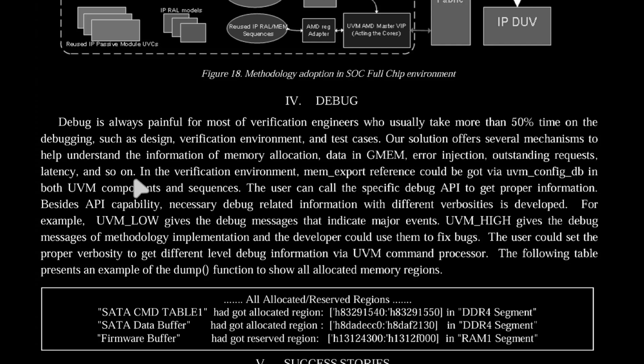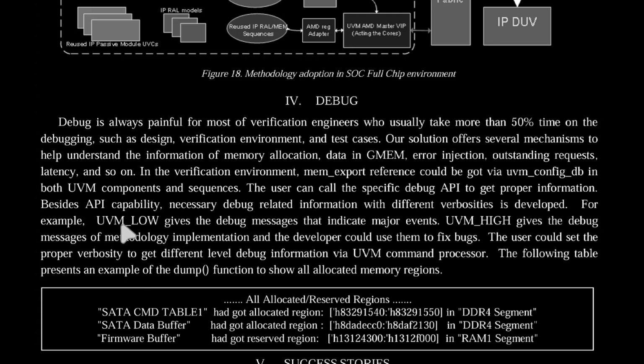In the verification environment, the MEM export reference can be obtained via uvm_config_db in both UVM components and sequences. The user can call specific debug APIs to get the proper information. Besides the API capabilities, necessary debug-related information with different purposes is developed.